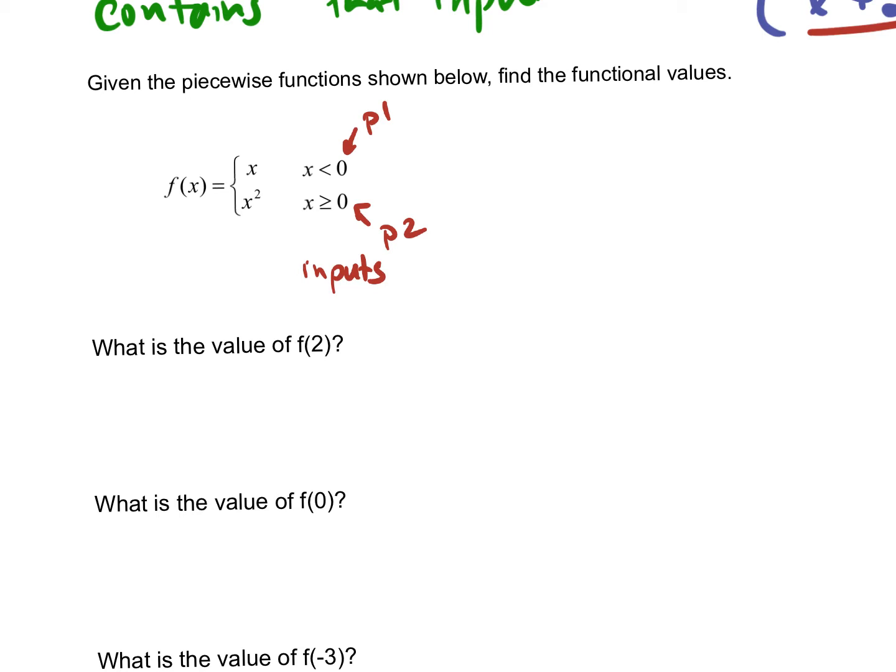So if I'm looking for this first problem, it says, what is f of 2? So my input is x equals 2. So we have to determine, is 2 less than 0 or is 2 greater than or equal to 0? It is obviously greater than or equal to 0, so it's going to go in piece 2. So when I'm trying to find f of 2 for this piecewise function, I'm plugging it into piece 2. Piece 2 says take x squared, so 2 squared is 4.